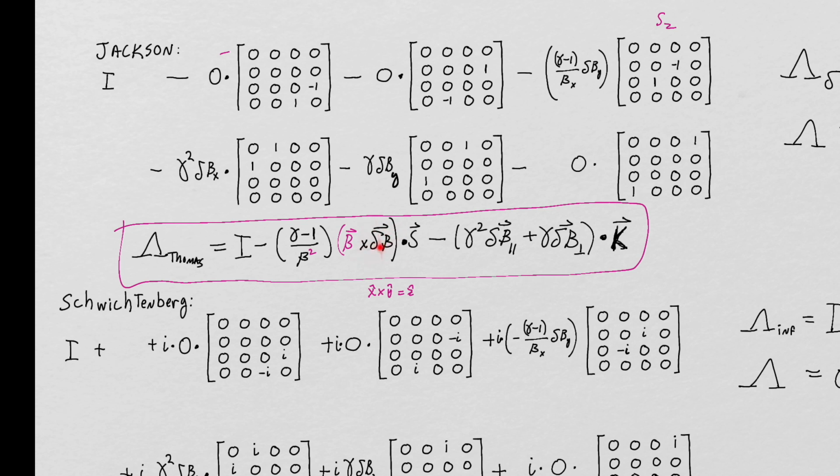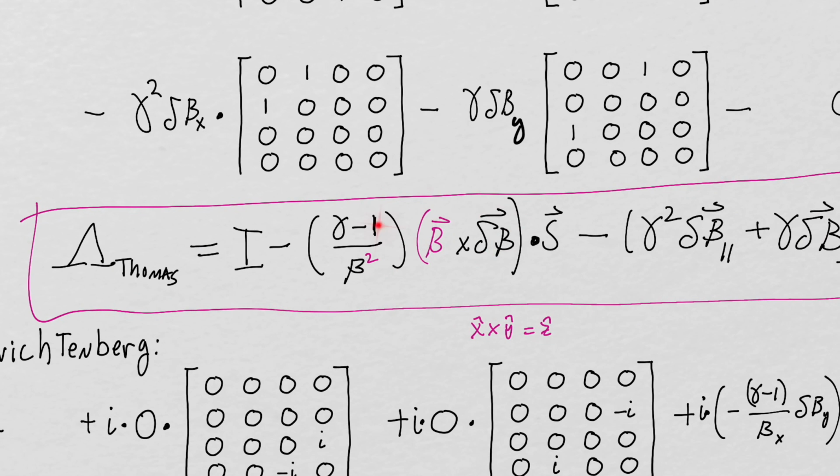This delta B is a change in the velocity. This is the velocity. This is a change in the velocity. So if I take this term and I divide it by a small increment of time, this change in velocity becomes an acceleration. So I have a velocity cross an acceleration, right? Usually you switch them, so you have an acceleration cross a velocity, and then you change the sign, and then you end up with that gamma minus 1 over beta squared.